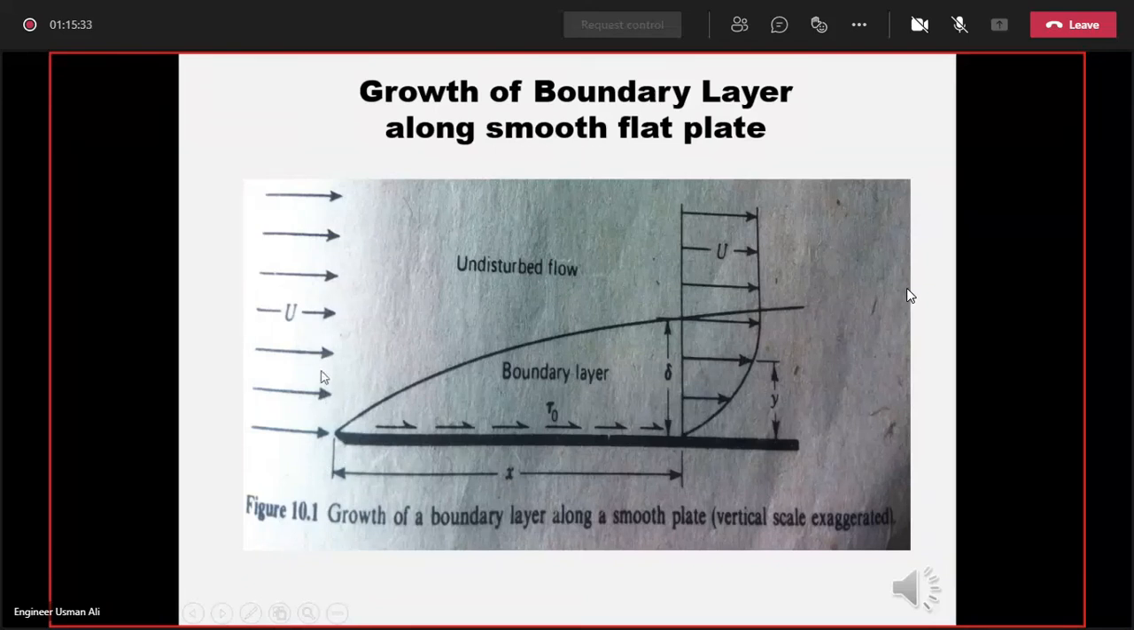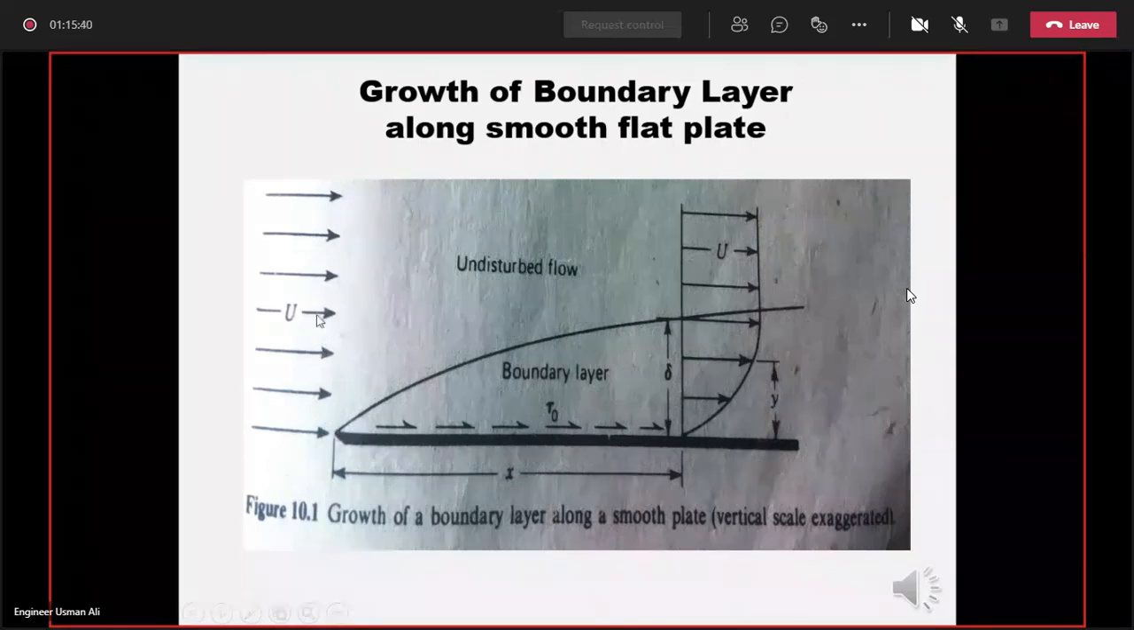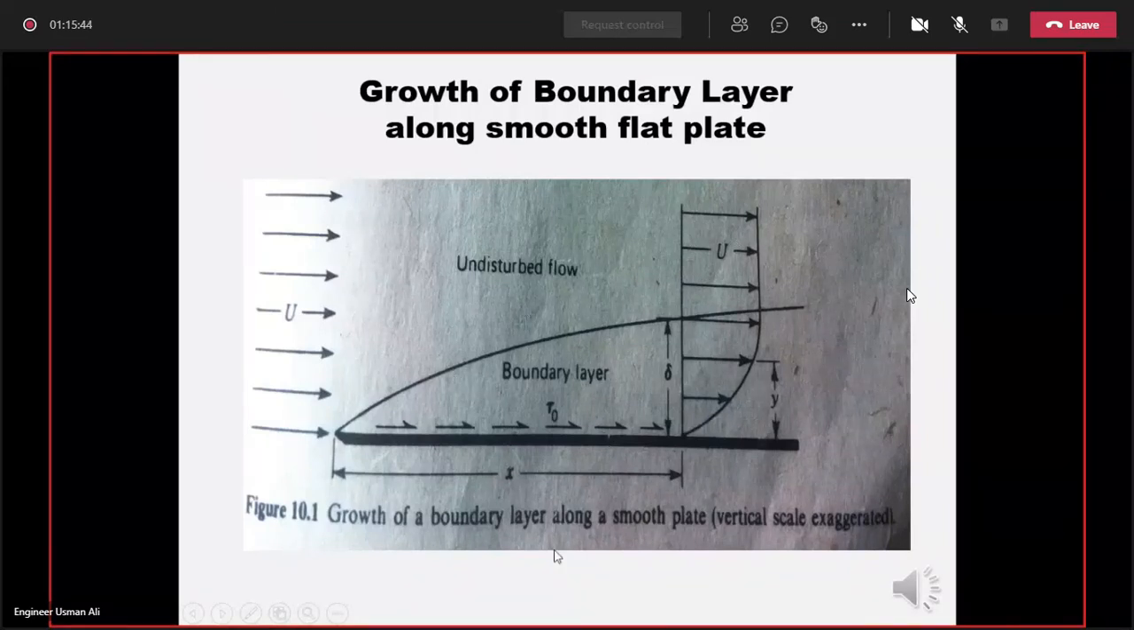Now as the fluid starts moving over the plate, as the fluid comes in contact with this plate, it is divided into two parts. So the fluid flow over the smooth flat plate is divided into two parts. One is near the surface of the plate, called the boundary layer, and one is outside it, which is called undisturbed flow. So this is the disturbed flow field, and this is the undisturbed flow of the fluid.